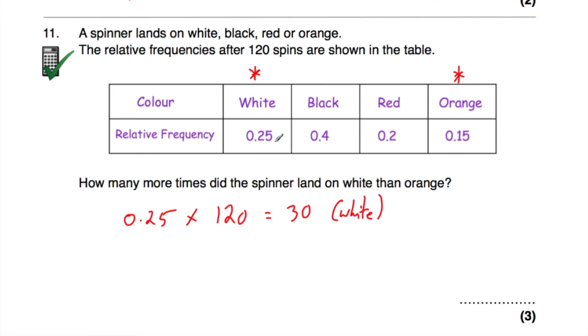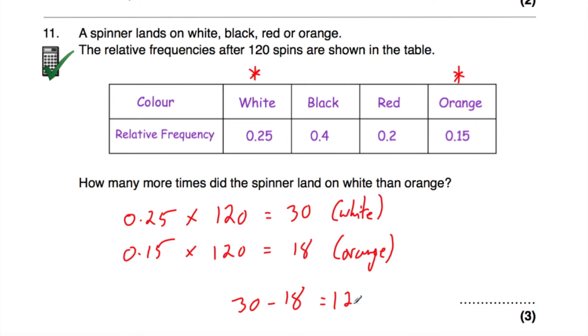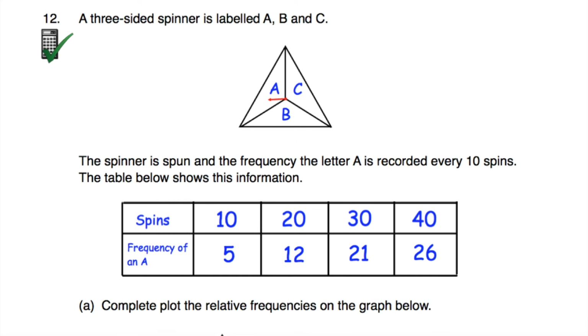Now, in terms of orange, we're going to take the relative frequency, which is 0.15, and times that by the number of times the spinner was spun, which is 120, and that's equal to 18. So that means the spinner landed on orange 18 times. So if we want to find out how many more times the spinner landed on white than orange, we're just going to do 30 subtract 18. And 30 subtract 18 is equal to 12. So the spinner landed on white 12 more times than it landed on orange. And that's it.